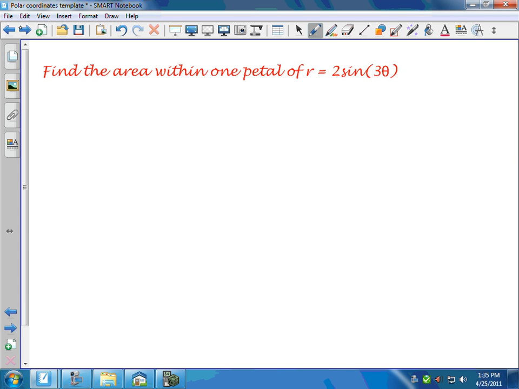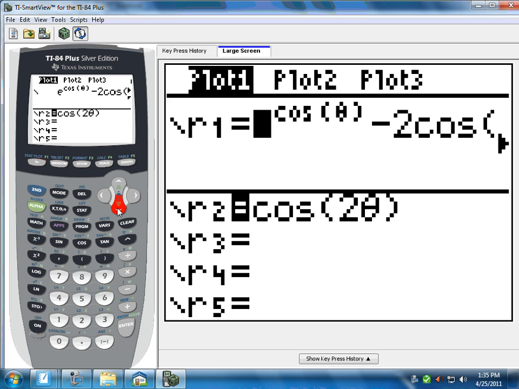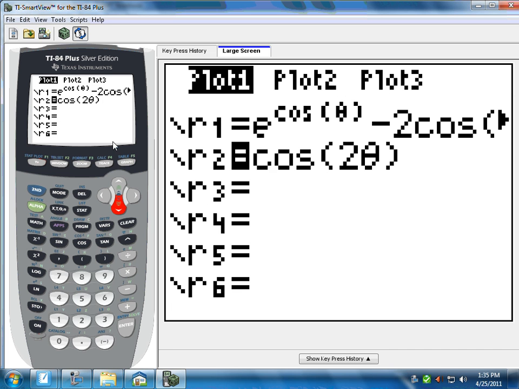Okay, anytime we're talking about area, it is a good idea to look at the graph first. So if you like, go ahead and graph this function. Let's see what kind of a graph we're getting on the calculator. Sine of 3 theta. Again, make sure you're in radian mode. Make sure you are in polar mode. Again, all of that is done with the mode key, of course. So we go to y equals, and I'm going to enter 2 sine of 3 theta.